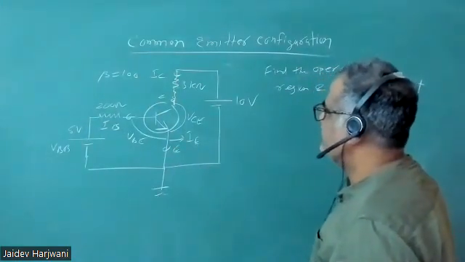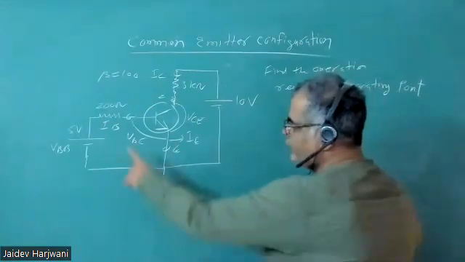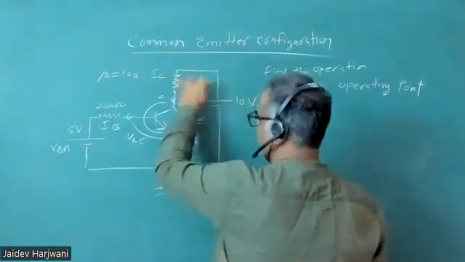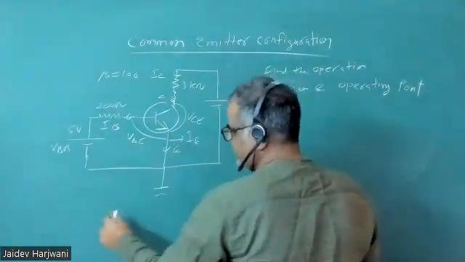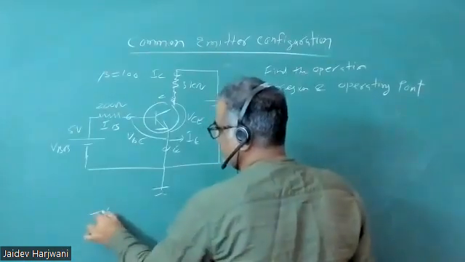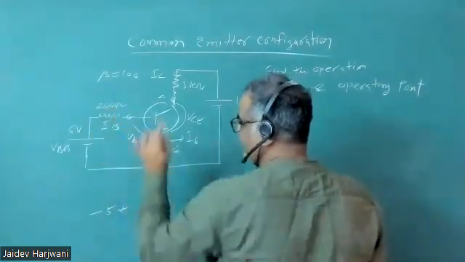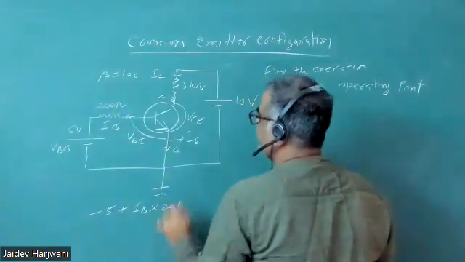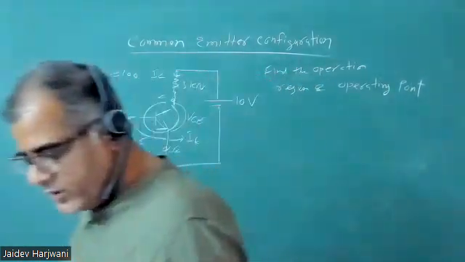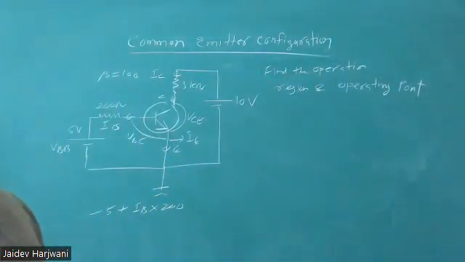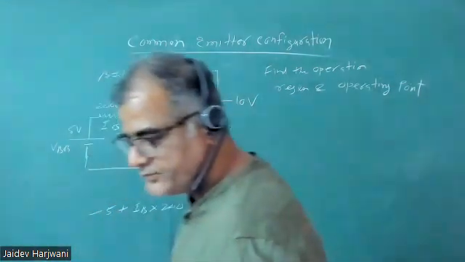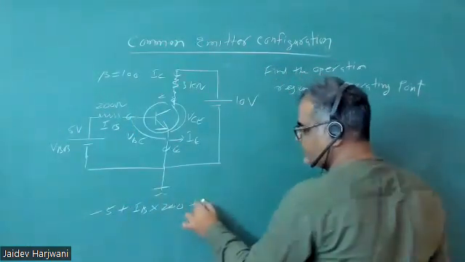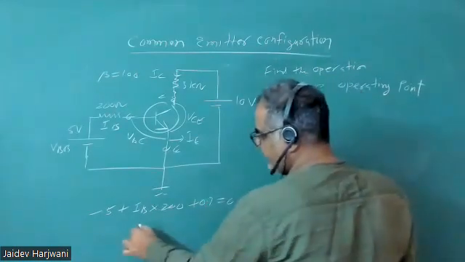Now let us first find the value of IB in the circuit. This is my input loop, and this is my output loop. So I'll apply KVL here. This will be minus 5 volt plus IB RB. IB into this value, which is given as 200 ohm. Let me check, 200 or 2 kilo, 200 kilo ohm. Let me check this one. So 200 kilo ohm. Now the drop here is VB, that is 0.7 volts. Tell me what is the value of IB.